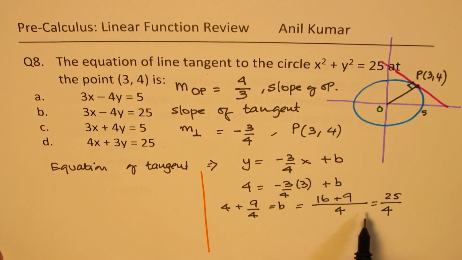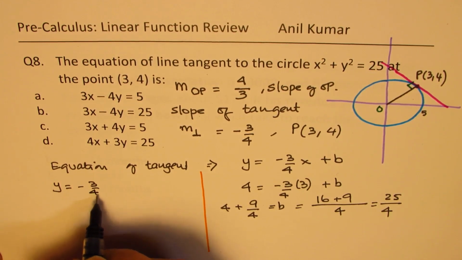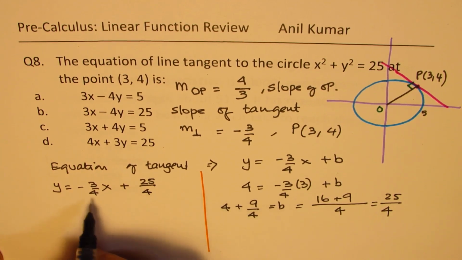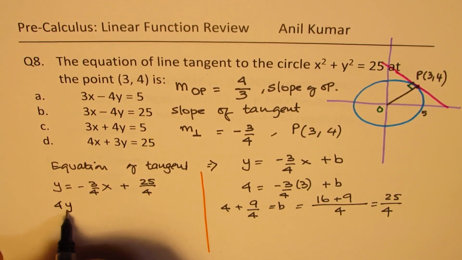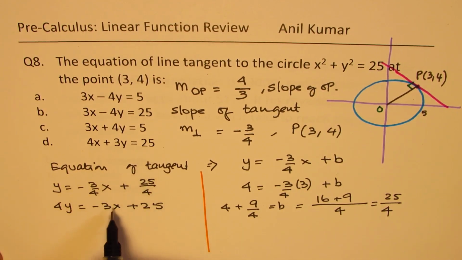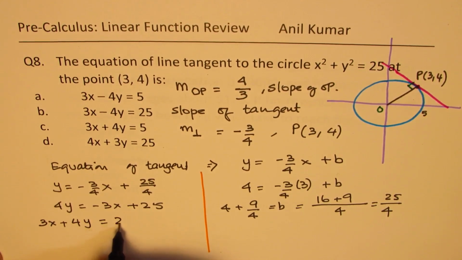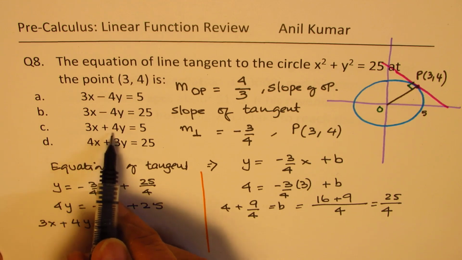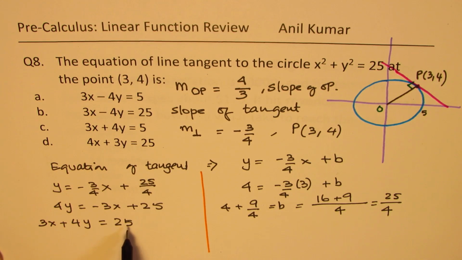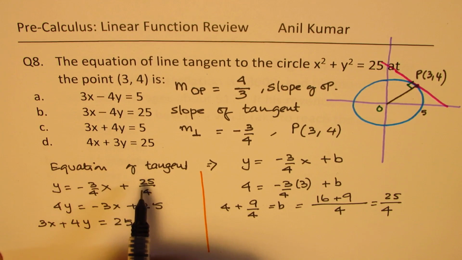Now we can substitute this value of b in our equation. So we get y equals minus 3 over 4 x, and b is plus 25 over 4. Multiplying everything by 4 gives us 4y equals minus 3x plus 25. Bringing it to the left side, we get 3x plus 4y equals 25. Now, here again, we don't have any of these options.